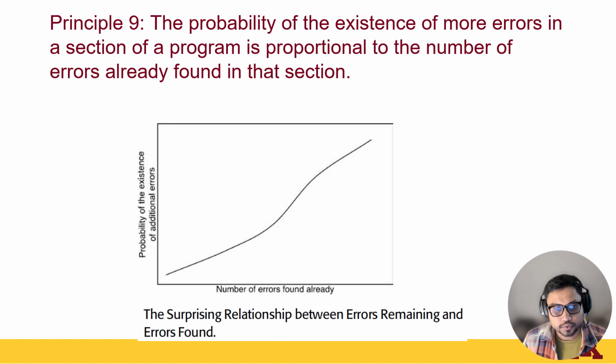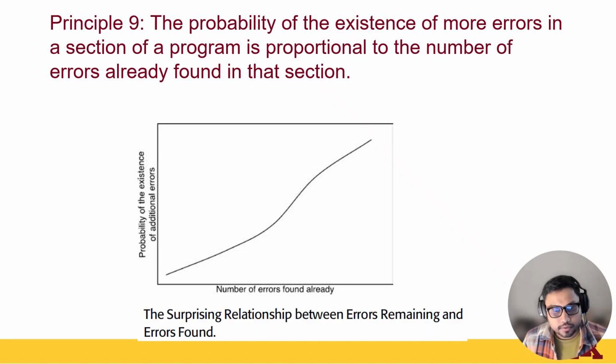From the graph, we can see that the number of errors found already is projected horizontally, while the probability of the existence of additional errors is projected vertically. When the number of errors found already increases, in proportion, the probability of the existence of additional errors also increases. So in the beginning, when we have very few or no errors, there is a chance that there should be very little or no error existence probability in the system.